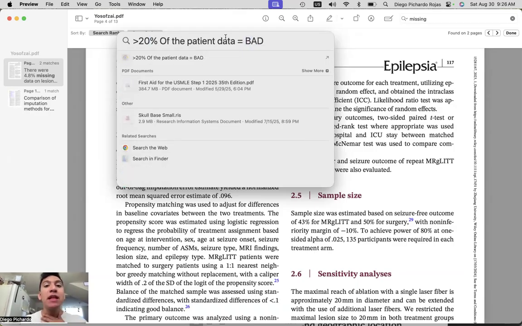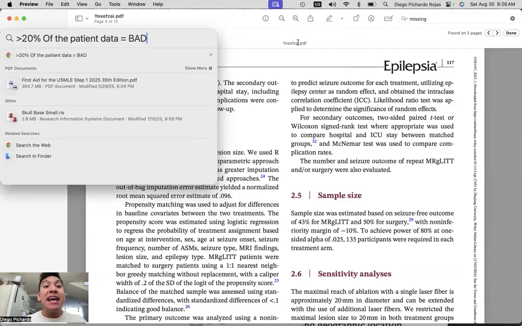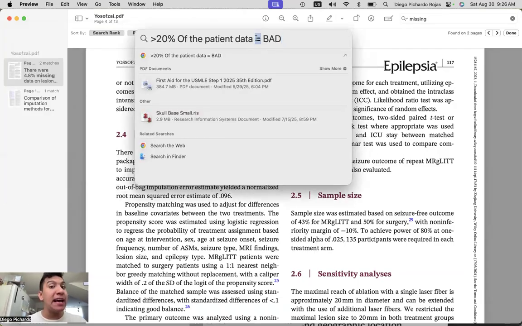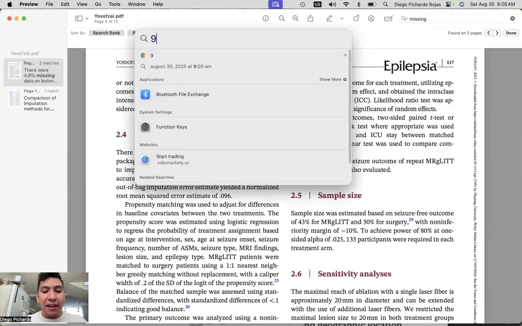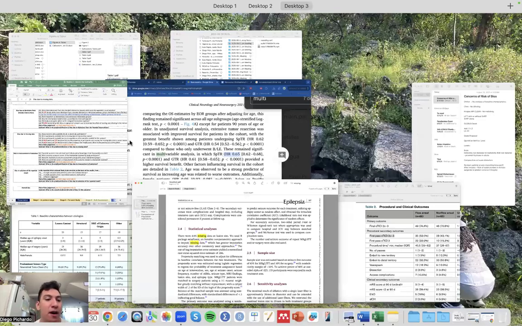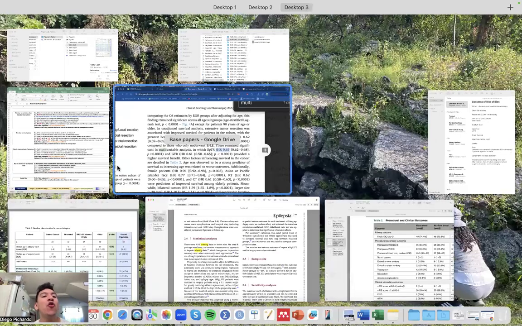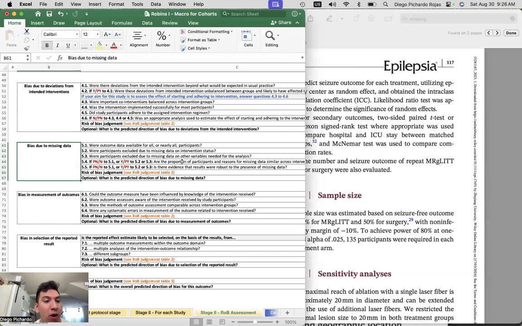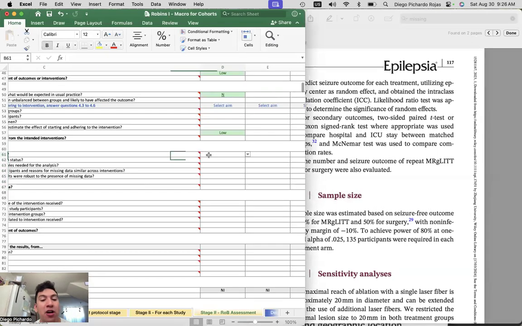But in general, as long as they have 95% according to the Cochrane guidelines, if they have more than 95% of the initial data, that's good enough. All right. So in this study, they just said 4.8. So were the outcome data available for almost all participants? Yes, it was available.